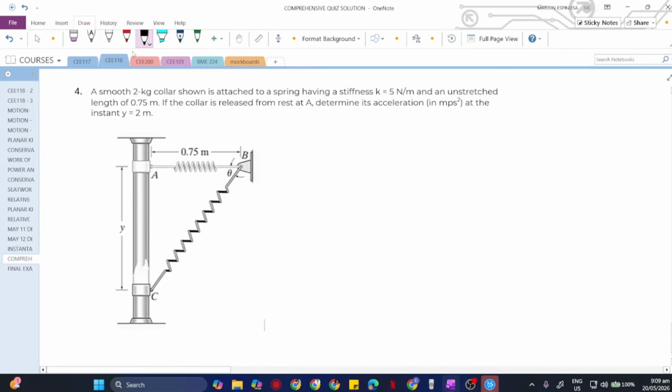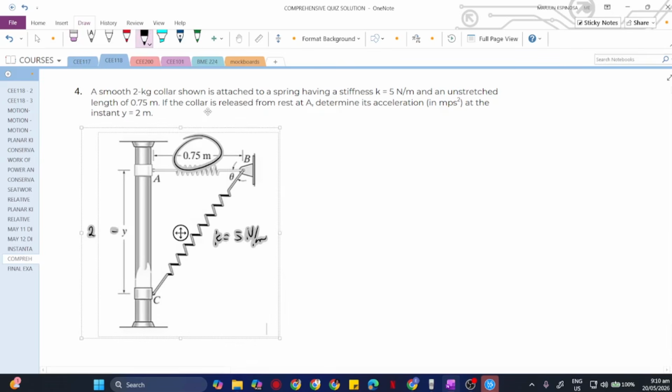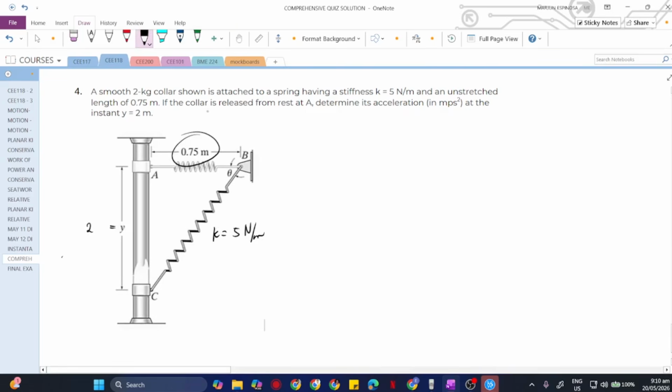Okay. For the last problem, a smooth 2 kg collar shown is attached to a spring having a stiffness of, itong stiffness daw nito is 5 Newton per meter. And then, yung stretch natin is 0.75. So, yung y daw natin is 2 meters. And then, yung collar natin is 2 kilograms.